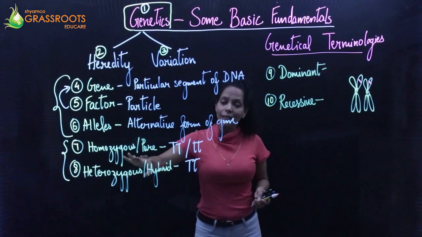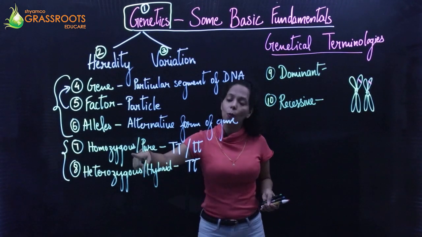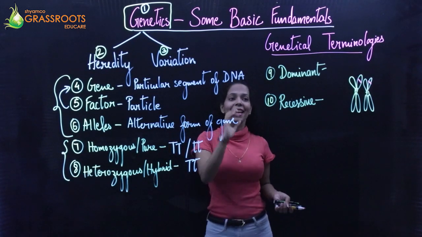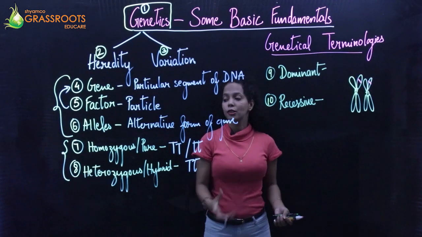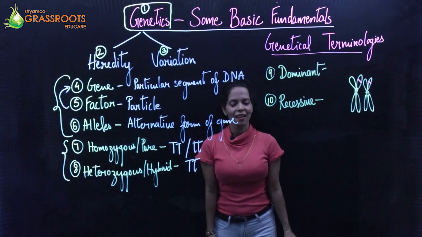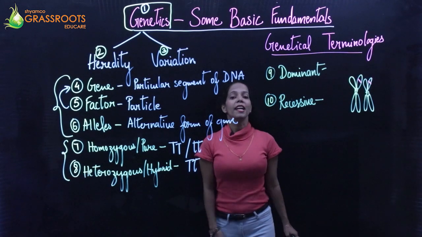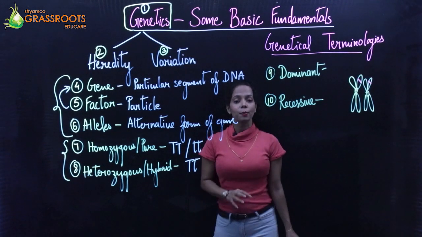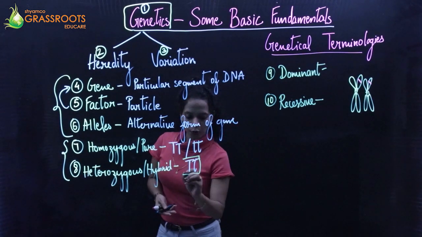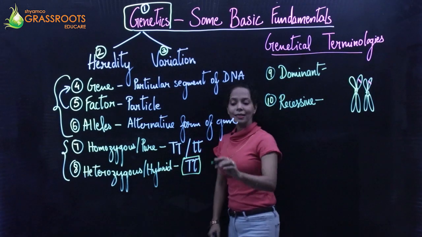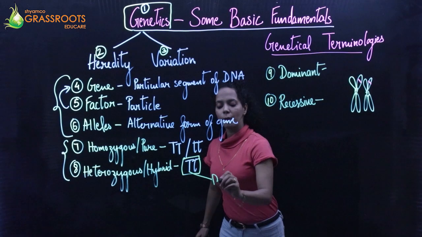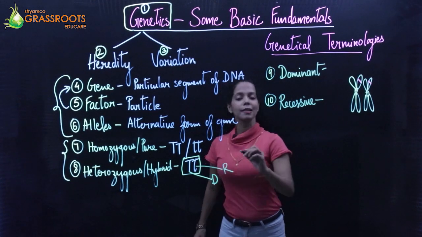So you tell me, student, very simple. Can I explain dominancy and recessiveness in homozygous or heterozygous condition? Point to be noted. We cannot express or explain dominant or recessive in homozygous condition because both the alleles are same or similar. Fine. Hardly is there any difference. Next, in heterozygous condition only we can express dominant and recessive. So over here, with the help of this example, I am trying to explain to you. Over here you can see one is capital T and another is small t. Capital T is dominant over small t, which is recessive.